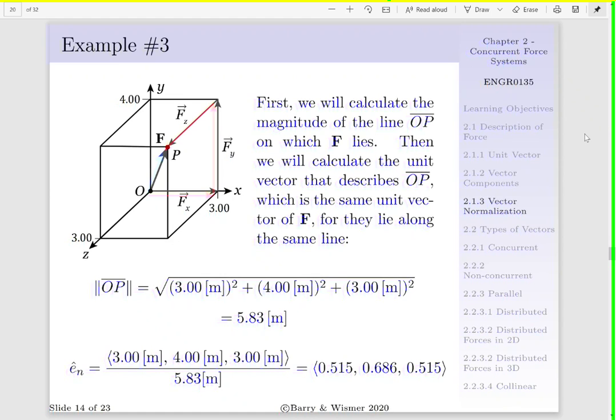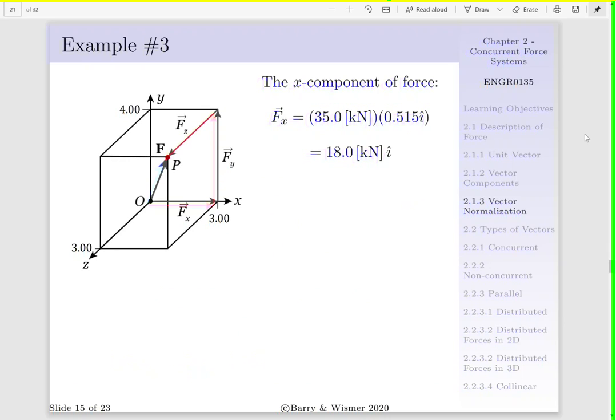Then when we calculate the unit vector describing line OP, we're going to take OP, which is 3.00 meters in the x direction, 4.00 meters in the y direction, and 3.00 meters in the z direction, and divide each of these quantities by 5.83 meters. That is, in the x direction, we'd have 3.00 meters divided by 5.83 meters, which gives us a value of 0.515 in the x direction. In the y direction, we'd have 4.00 meters divided by 5.83 meters, which gives us a value of 0.686 in the y direction. And lastly, we'd have 3.00 meters divided by 5.83 meters, which gives us a value of 0.515 in the z direction.